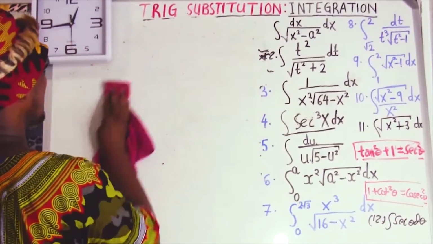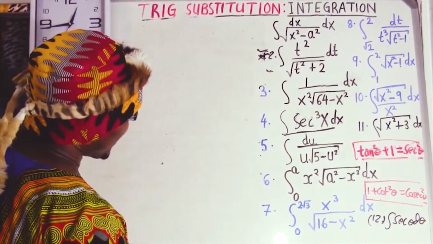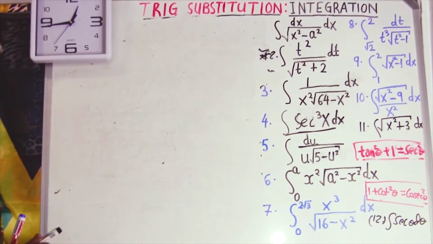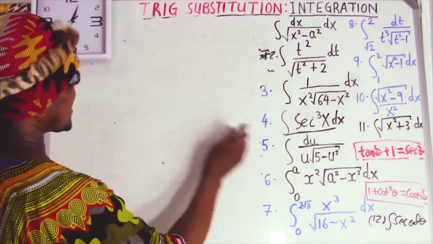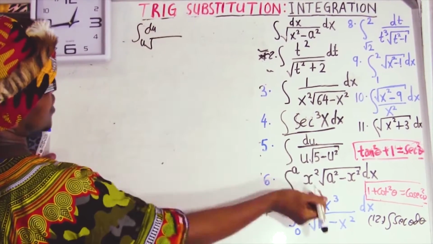Question number 5. Yeah, let me go quick now. More quick. So number 5, I know this. Okay, first I'm going to have to rearrange my stuff. Let me show you how I'm going to rearrange. We have du, okay, we got u here.